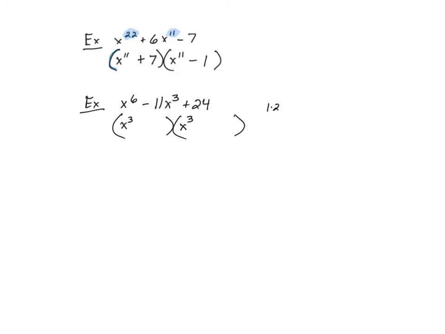24 is 1 times 24, or 2 times 12, or 3 times 8, or 4 times 6. So I like that 3 and 8 as a possibility for getting that negative 11 in the middle. I pop the 3 and the 8 in. Let's see. The signs both need to be negative. And we have it partially factored.